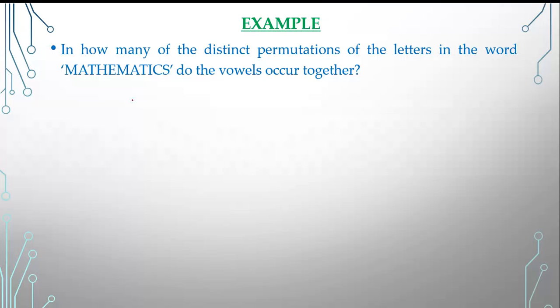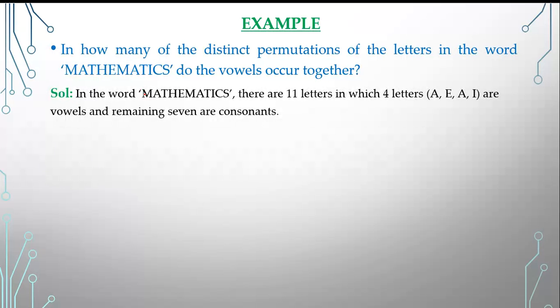Now see this example: in how many ways can the distinct permutations of the letters in the word mathematics be made so that the vowels occur together? What are the vowels in the alphabet? We have 5 vowels: A, E, I, O, U. We have to keep these vowels together and find the arrangements. First, see how many total letters are here: 1, 2, 3, 4, 5, 6, 7, 8, 9, 10, 11. So in the word mathematics we have 11 letters in total.